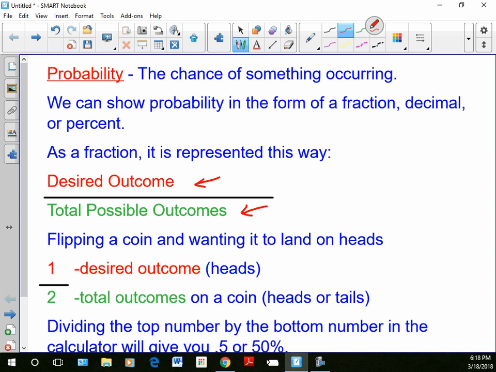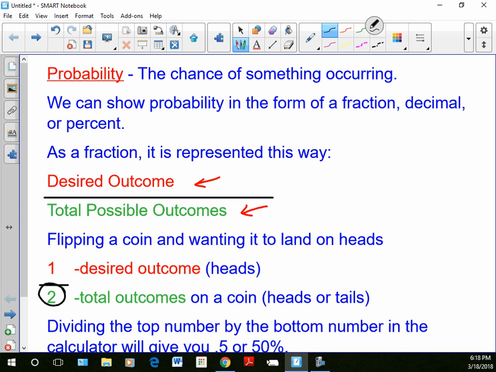For example, flipping a coin and wanting it to land on heads. Well, how many sides are on a coin? There's heads or there's tails. So our bottom, or our total possible outcomes, is going to be 2 in this case, because there are 2 possible outcomes when we flip a coin. It's either heads or it's tails.